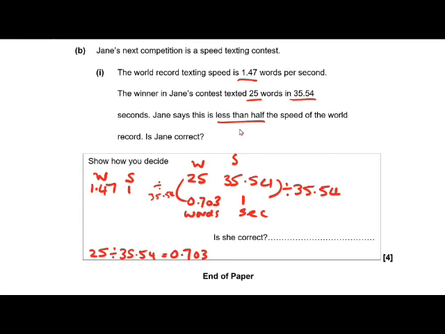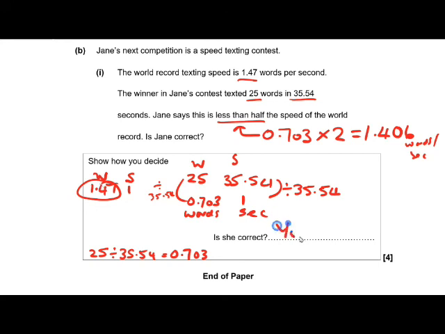So to show that this is less than half of the speed of the world champion, we need to take our winner's speed of 0.703 words per second and double it. And you get 1.406 words per second. And this is still less than our world record. So Jane is correct. It is less than half the speed.